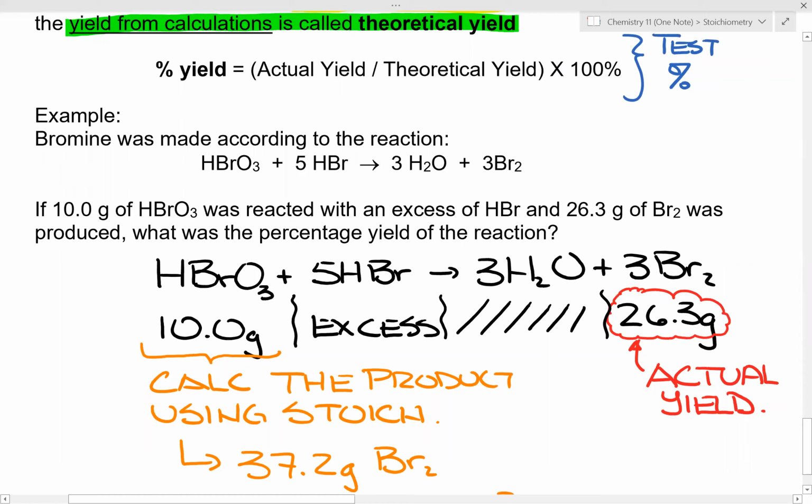In the situation where we give you both the reactants and the products, like in this original question, the 26.3 grams of bromine is the actual yield. That is the yield that they actually got doing the lab. So how do you progress with this? You take the 10 grams and you calculate the product using stoichiometry, just like all the other questions we've done before. So you can pause it here and see if you are able to calculate 37.2 grams of bromine.